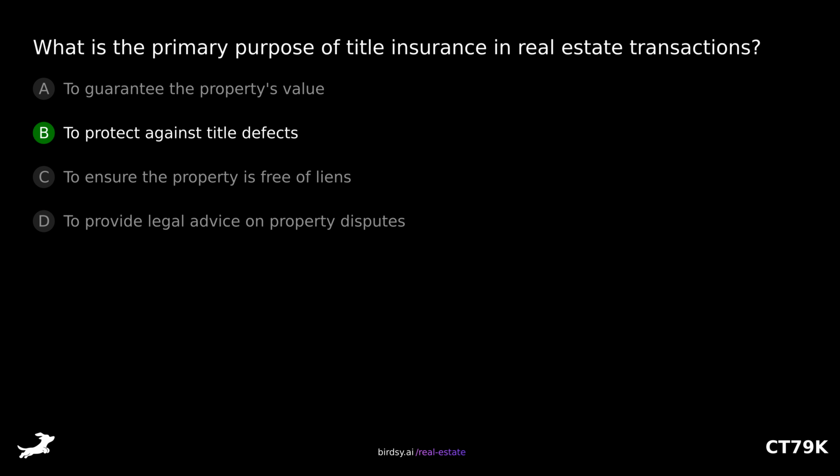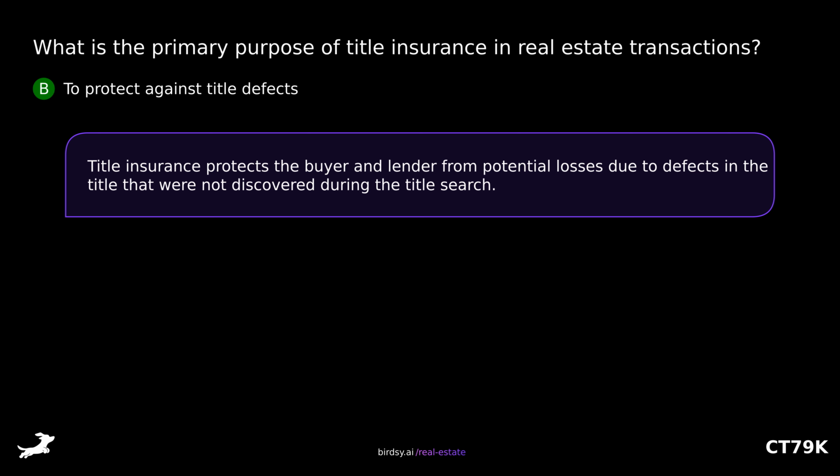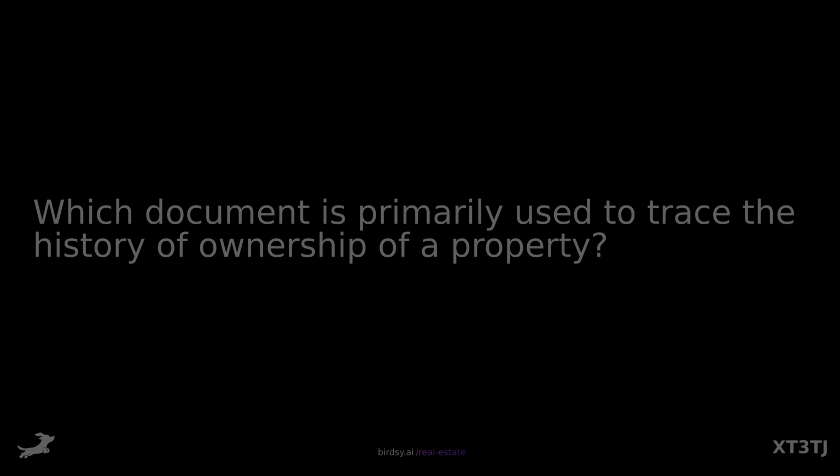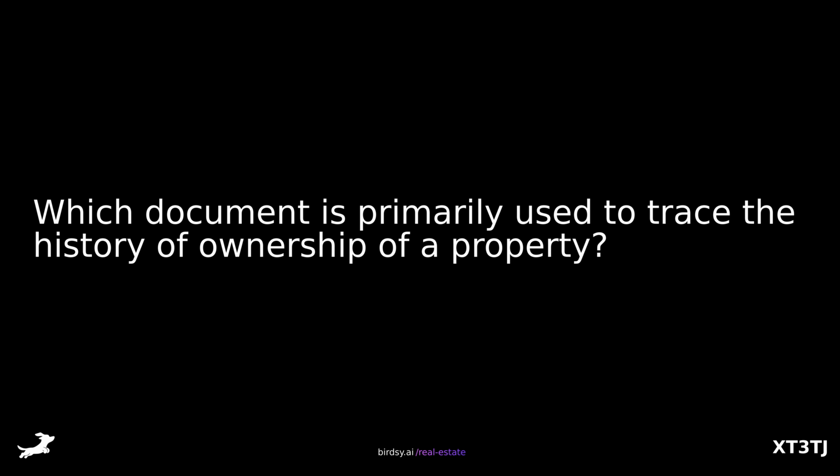The answer is B, to protect against title defects. Title insurance protects the buyer and lender from potential losses due to defects in the title that were not discovered during the title search. Which document is primarily used to trace the history of ownership of a property?